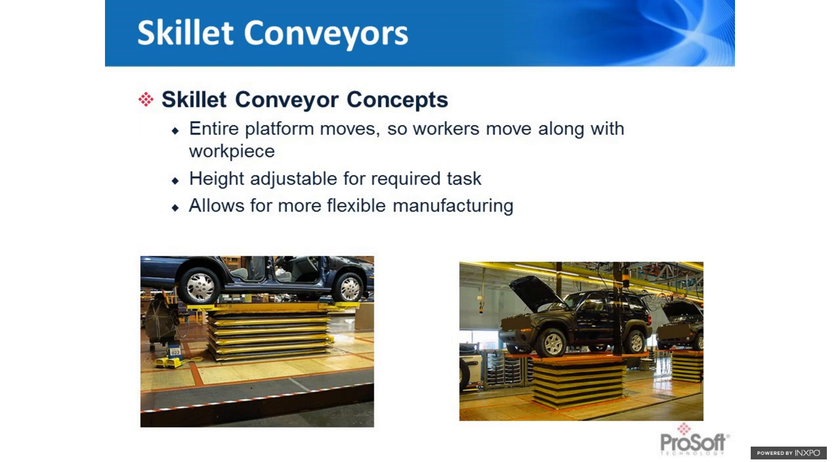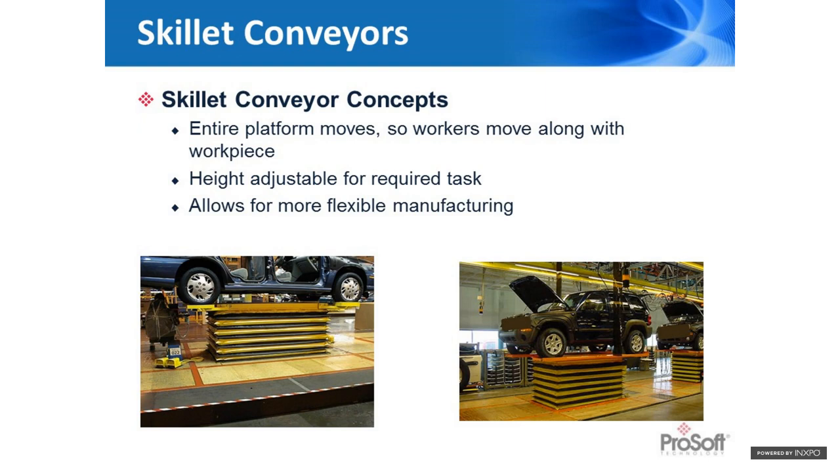Another kind of system is called a skillet conveyor. These are very common in automotive. We see them in other industries as well, but mostly in automotive. And in a skillet conveyor, the entire platform moves along a path. Platform including the workpiece and in some cases even the workers. You can kind of see on the bottom left picture there, we've got an assembly worker working on a vehicle. And that platform, the entire platform, is moving through the plant. So you can not just move the workpiece, but the worker as well.